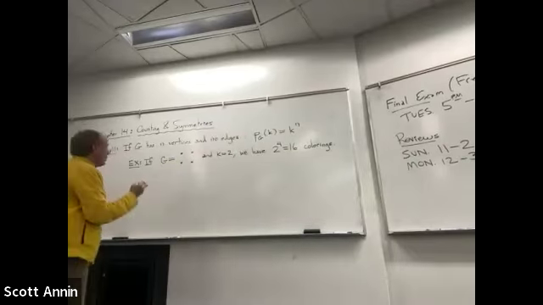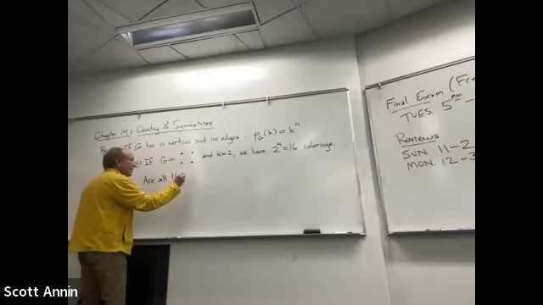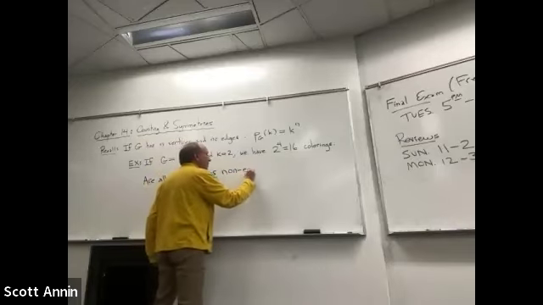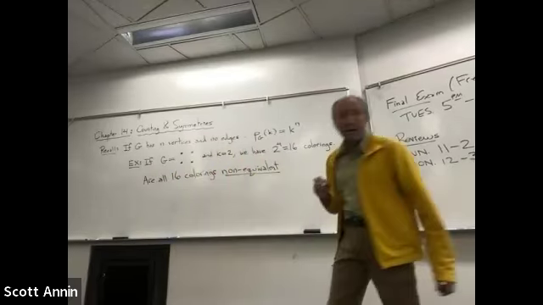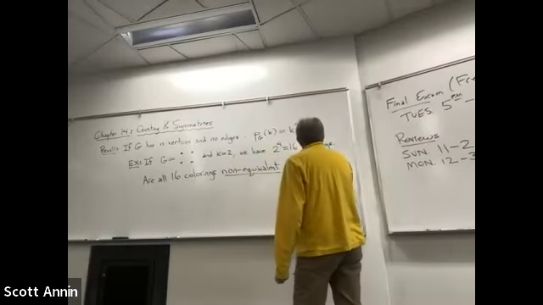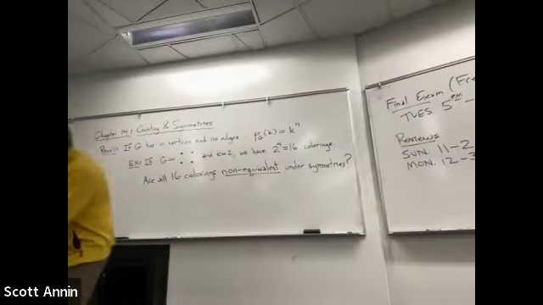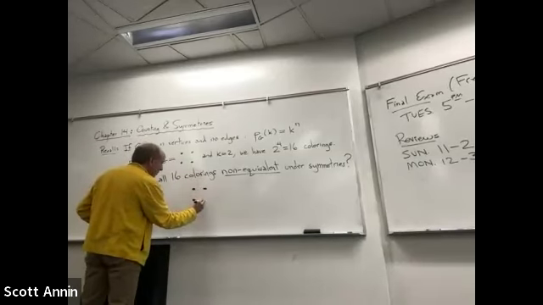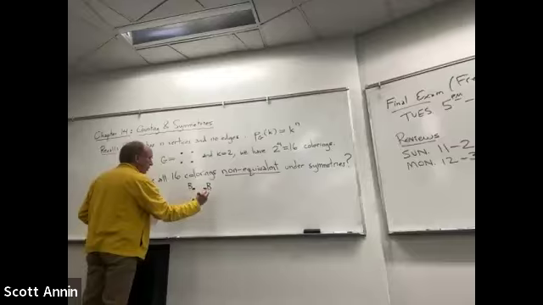But then I have to ask, are all 16 colorings non-equivalent? I'll say what I mean by that in a second. Are they all non-equivalent under symmetries? So just to give you an example of what I mean by that, let's suppose that I have the 4 dots here. And let's suppose I go, blue, blue, blue, yellow.